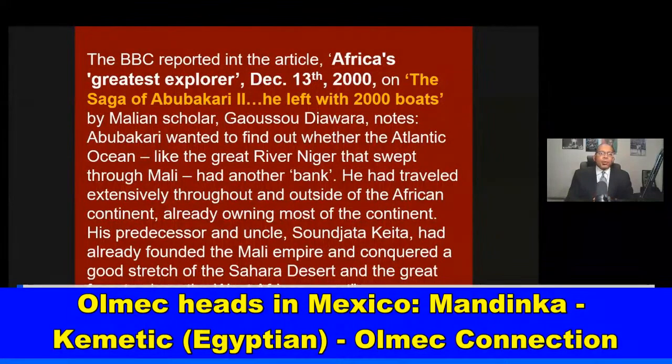The BBC reported in the article, Africa's Great Explorer, which came out December 13th, the year 2000, on the saga of Abubakar II. He left with 2,000 boats, by Malayan scholar Gausu Diawara. Notes, Abubakar wanted to find out whether the Atlantic Ocean, like the great river Niger that swept through Mali, had another bank. He had traveled extensively throughout and outside of the African continent, already owning most of the continent.